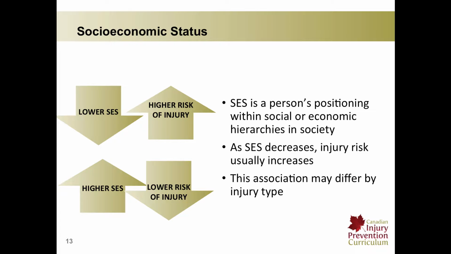Income and social status, or socioeconomic status, SES for short, is a person's positioning within social or economic hierarchy in society. Several studies conducted in Canada and worldwide have assessed the impact of wealth and social position on injury risk and experiences. Although a limited number of studies have demonstrated that injuries resulting from sport and recreation are associated with being from a higher SES group, lower SES has generally been associated with an increase in injury risk.